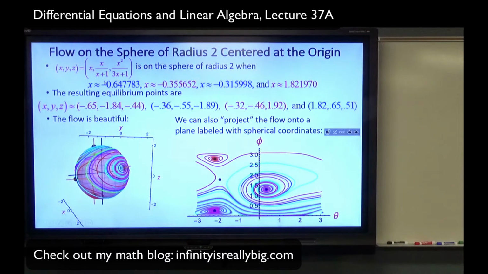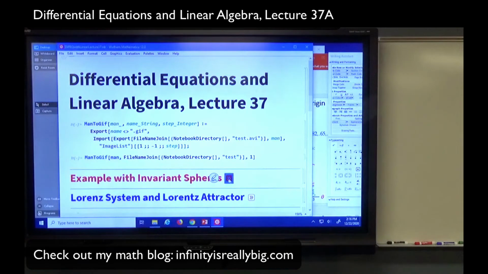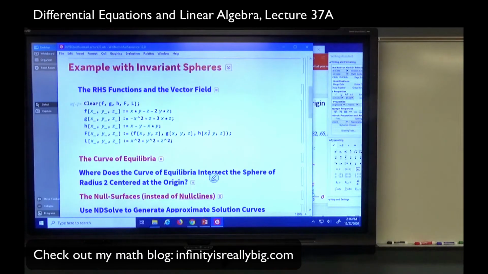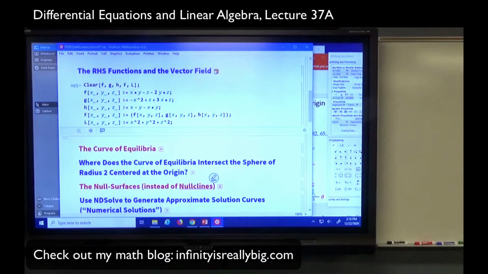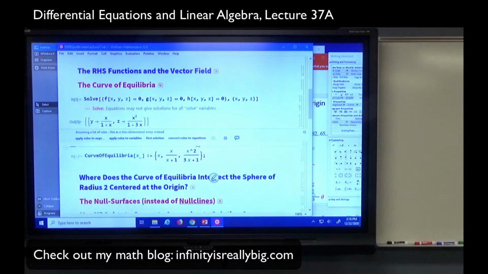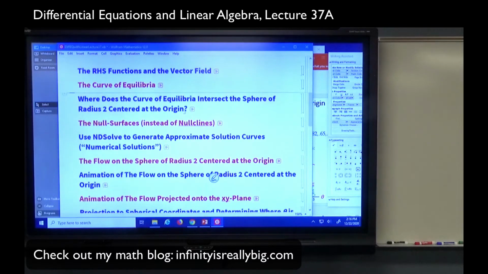Let's look at the Mathematica that animates this and helps us believe what I just said there. I've split this up pretty nicely. You can first enter the right-hand side functions in the vector field if you like. By the way, these as always are going to be in the course folder on the Google Drive. You can solve for the curve of equilibria. Here it is. You can plug it in as a parametric curve.